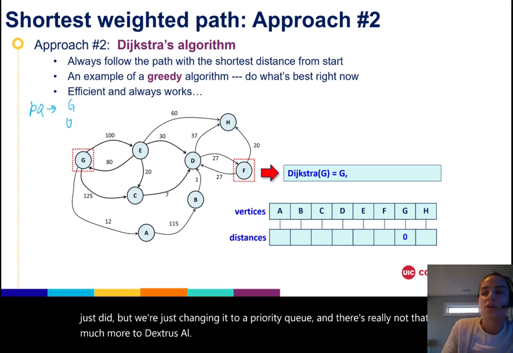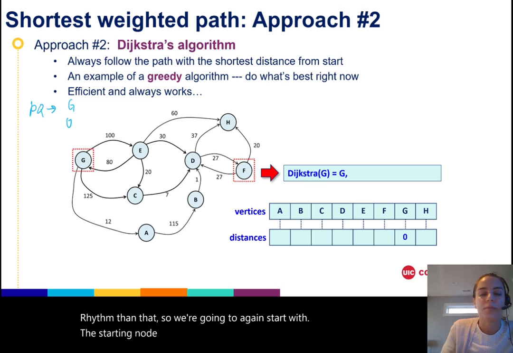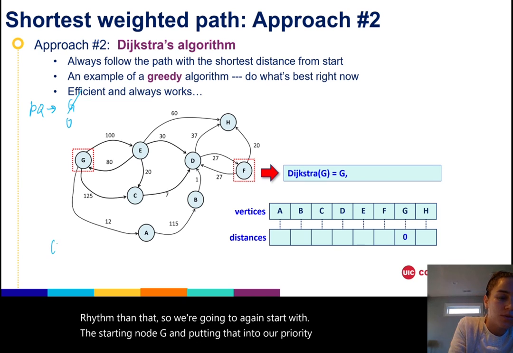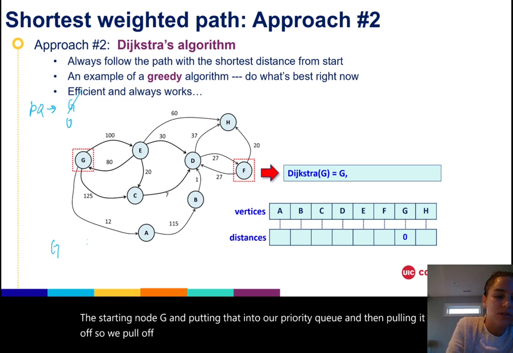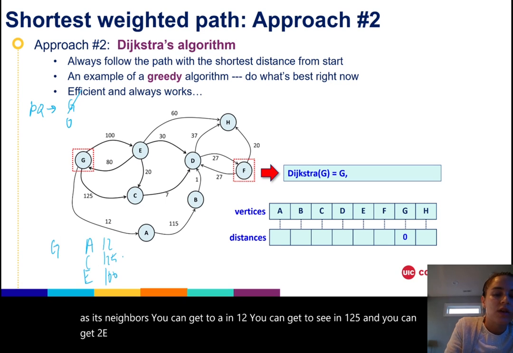So we're going to again start with the starting node G and putting that into our priority queue and then pulling it off. So we pull off G and then we visit all of its neighbors. So again, it has A, C, and E as its neighbors. You can get to A in 12, you can get to C in 125, and you can get to E in 100. But the difference is when we put them into the queue, they're going to be now sorted by priority.